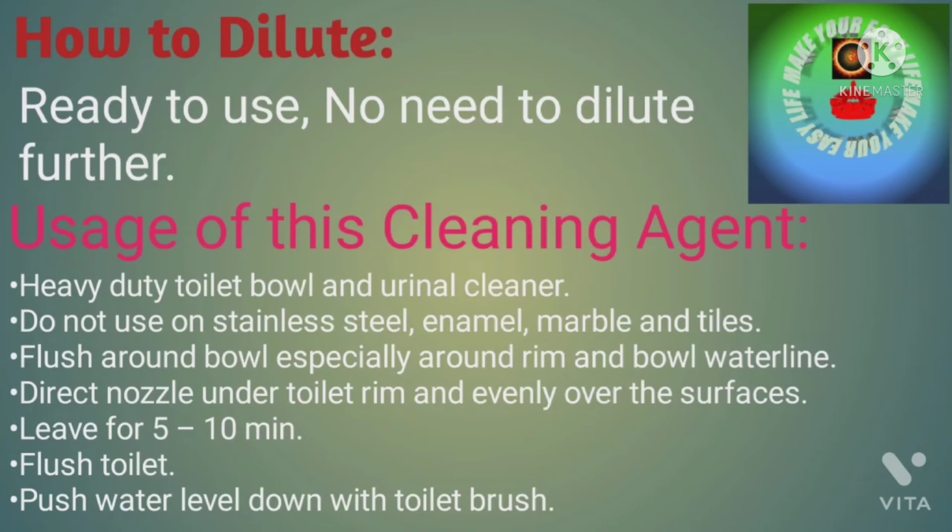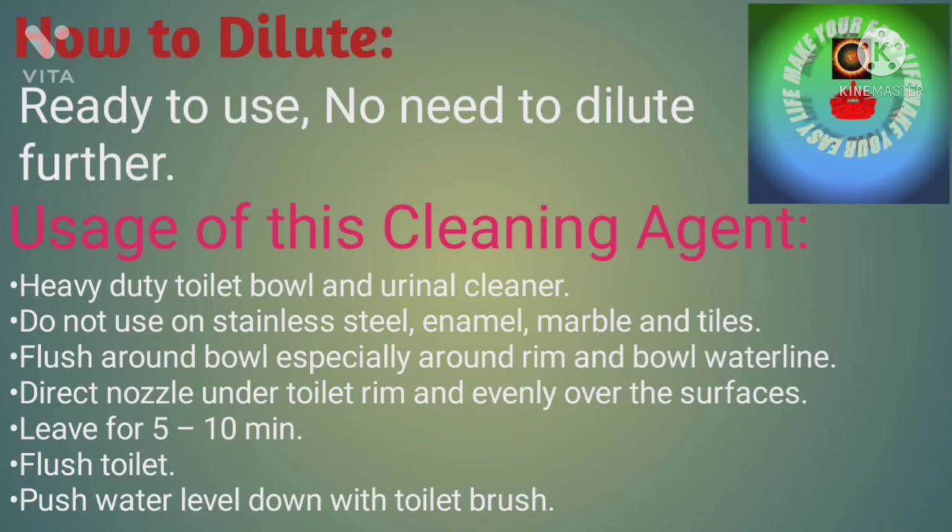Uses of this chemical agent: heavy duty toilet bowl and urinal cleaner. Do not use on stainless steel, enamel, marble and tiles. Flush around the bowl, especially around the rim and bowl water line. Direct the nozzle under the toilet rim and evenly over the surfaces. Leave for 5 to 10 minutes. Flush the toilet, push the water level down with a toilet brush.